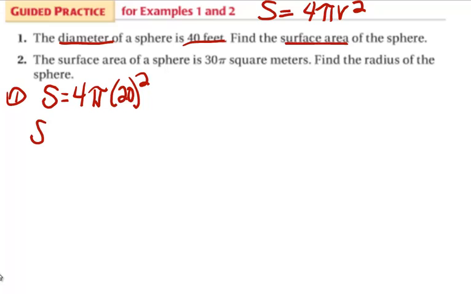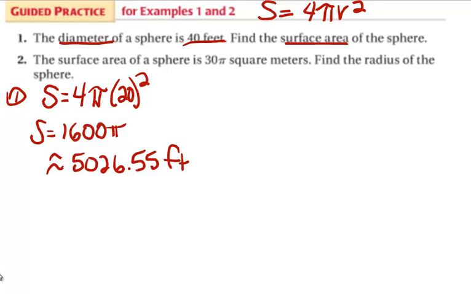So in exact terms, my surface area equals 1600 pi, or approximately, if we wanted decimals, if it said to round, 26.55, and this is in feet squared. Okay, surface area of a sphere is 30 pi square meters, and we want to find the radius. In the previous slide we found one where we had to find the diameter. So we have done one just like this. We might save another example from the worksheet in class.